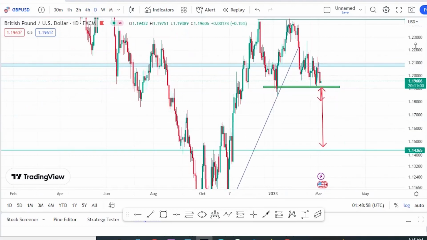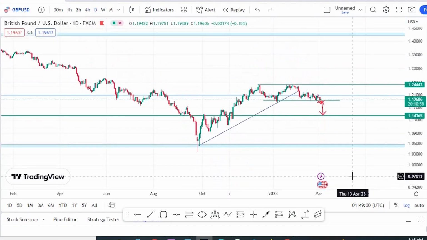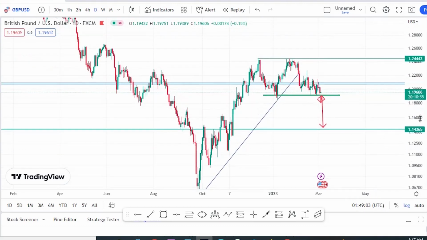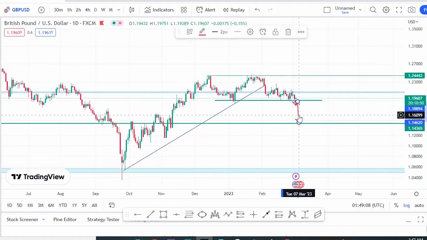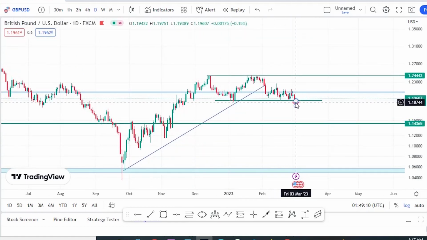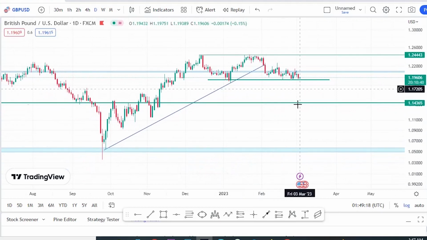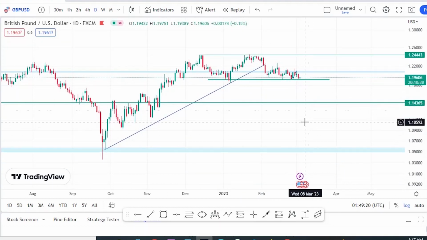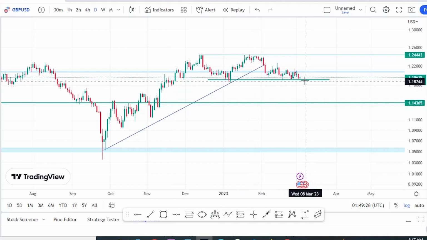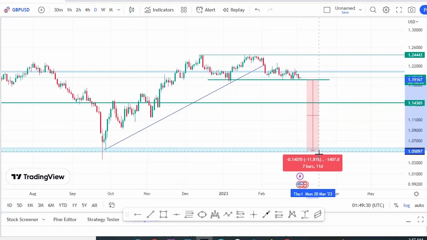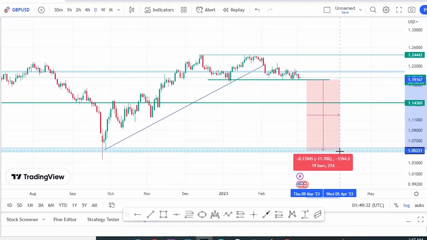You can see we have a lot of pip count to the downside. Let me take off this. So you can see from this whole region here, after I break and then retest, we have this whole push to the downside right at this point.